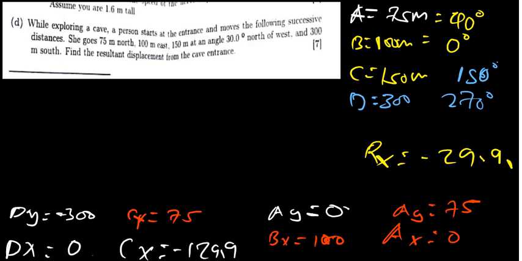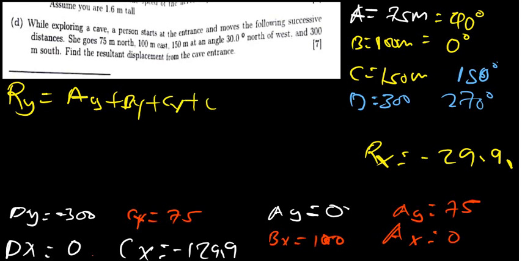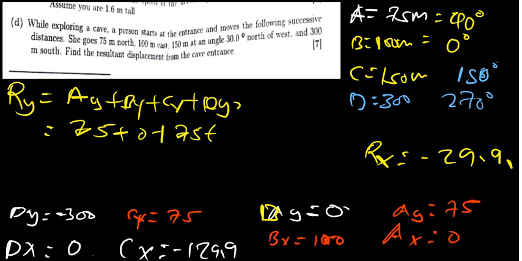Okay. So we are going to go now to Ry. Ry is going to be ay plus by plus cy plus dy. So our ay is 75. This was b, not so. Our by is 0. Then we also have 75 again. Then plus negative 300. What are we getting? Negative 150. Are you sure? Yes.